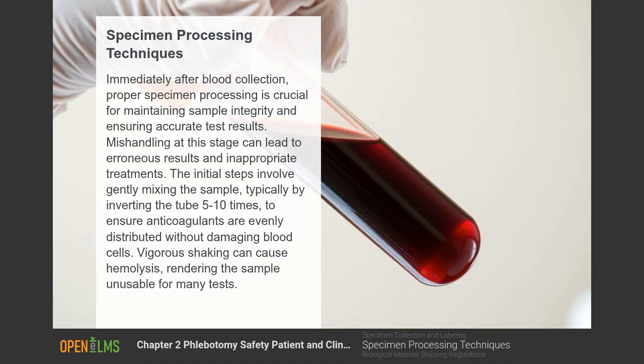Specimen processing techniques. Immediately after blood collection, proper specimen processing is crucial for maintaining sample integrity and ensuring accurate test results. Mishandling at this stage can lead to erroneous results and inappropriate treatments. The initial steps involve gently mixing the sample, typically by inverting the tube 5 to 10 times to ensure anticoagulation.